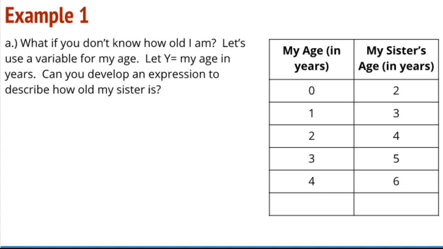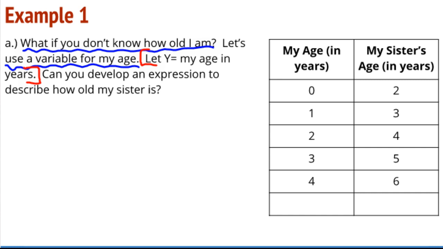So, different question. What if you don't know how old the narrator is? So let's use a variable for the narrator's age. And they're going to clearly state here that they are going to use y. Let y equal my age in years. Notice that they have given a very specific assignment to this variable. So is there an expression that can be written to describe how old my sister is? So we have looked at specific situations working with specific numbers, and we're now going to move to an algebraic expression that gives us a general description of the situation.